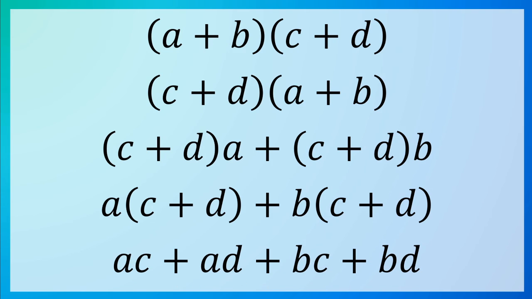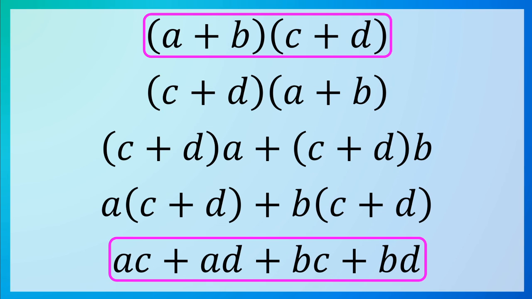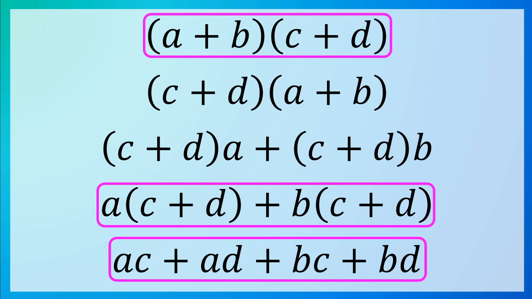If I just want to use the abbreviation of FOIL, first, outer, inner, last, to solve a problem on a homework or test, then I'll just write down these two steps. However, I find that when I do this, often I make mistakes, and so I often also write this one as well. So basically, do what works for you.